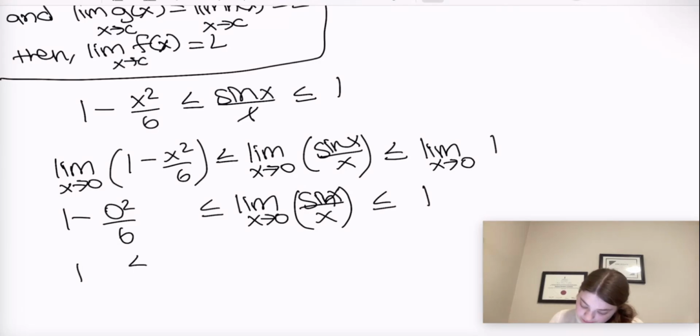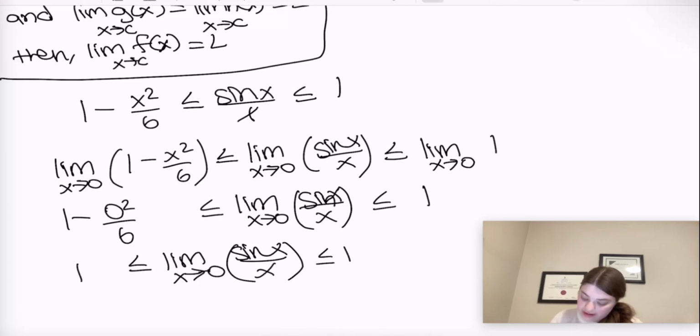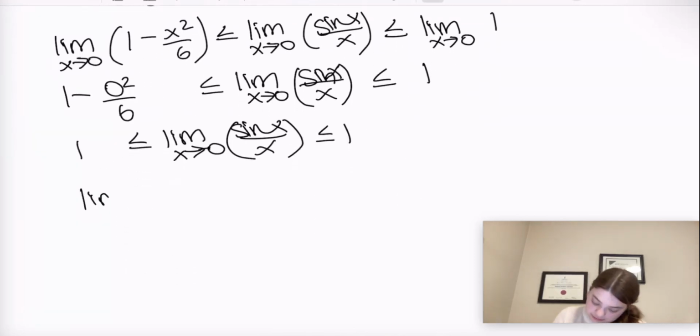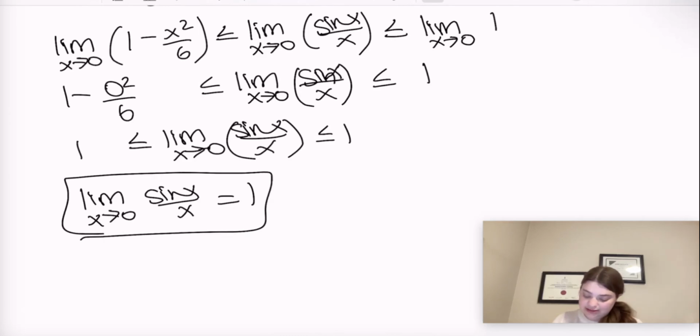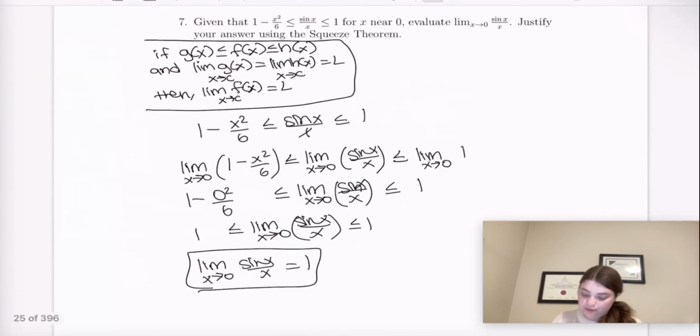And so therefore, we get that this limit is sandwiched between 1 and 1. And so therefore, the limit as x approaches 0 of sine x over x is equal to 1 based on that squeeze theorem. And so there we go.